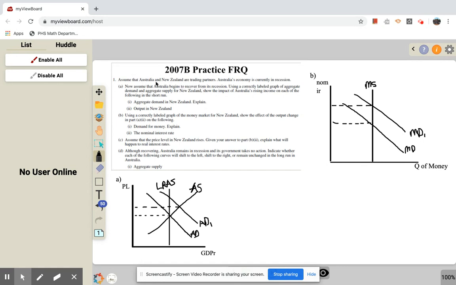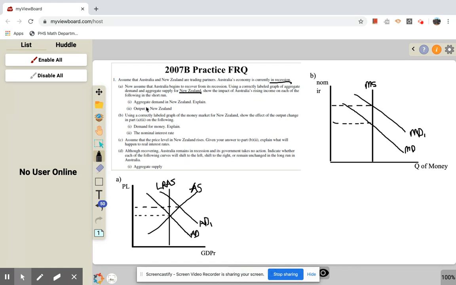So, the first FRQ here: assume that Australia and New Zealand are trading partners. Australia's economy is currently in a recession. Okay. Now, the key thing that you have to identify here is that in part A, it's asking for a graph for New Zealand. Okay, so you shouldn't start with a graph in a recession. Common mistake there.